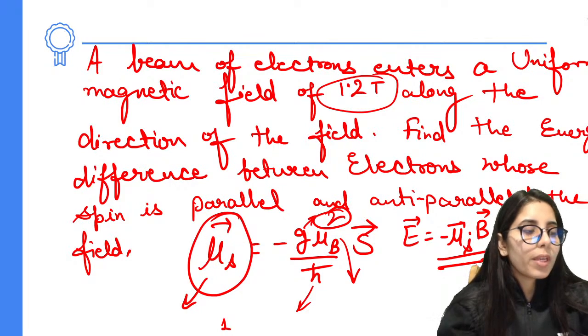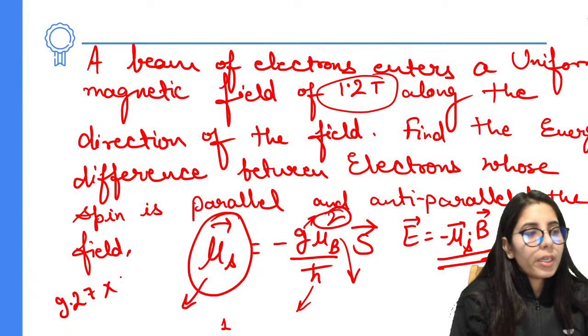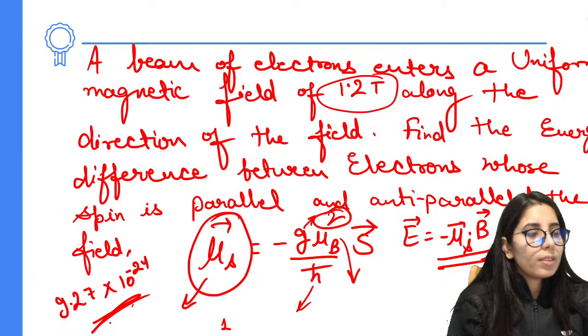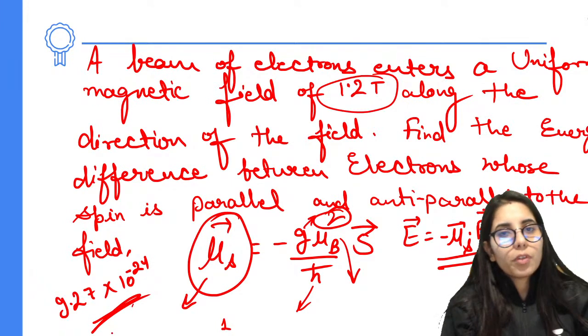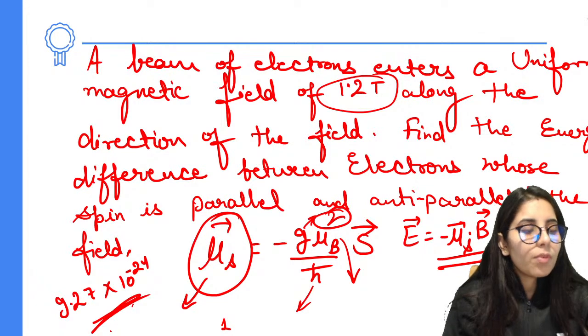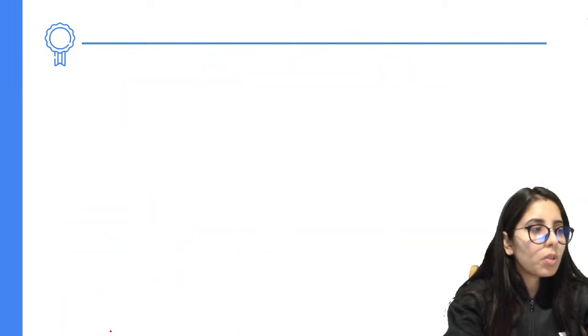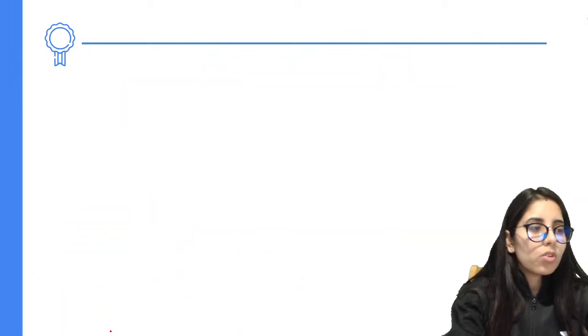Even for the Bohr's magneton, you can put the constant value, which is 9.27 into 10 to the power minus 24. Okay, and this is how, just by putting all the different constant values, you will reach the answer. If anybody has any doubt, just mention it, we will talk about that. Otherwise, the next question I'm going to give you now.